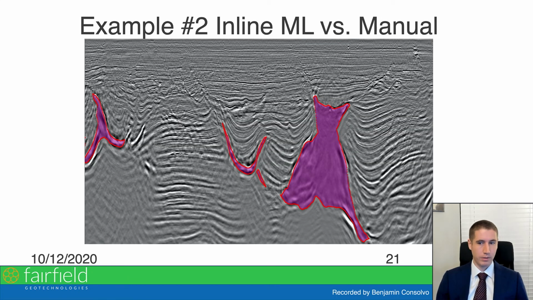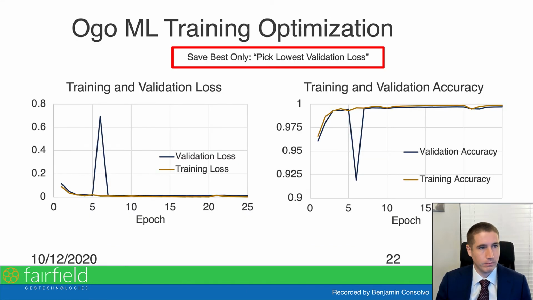Here's another example inline of picked salt between machine learning and human picked salt. Again, an excellent example of the machine learning method working. Here I'm again showing the loss and accuracy curves, but for the OGO dataset. The left plot, again, is loss versus epoch. The right plot is accuracy versus epoch.